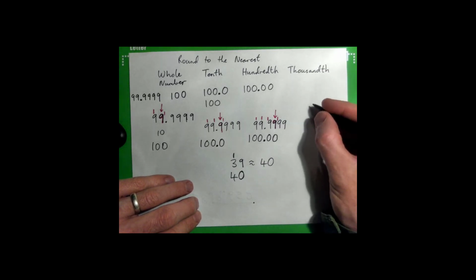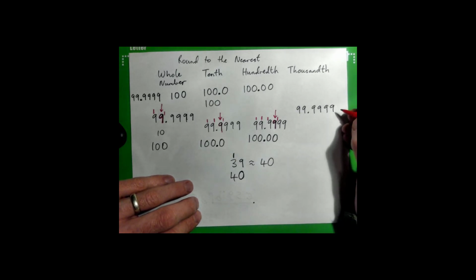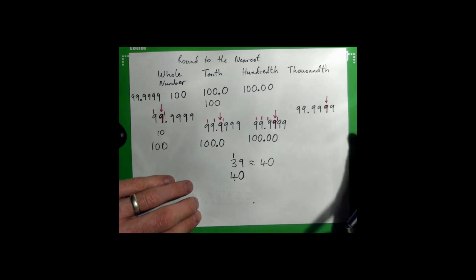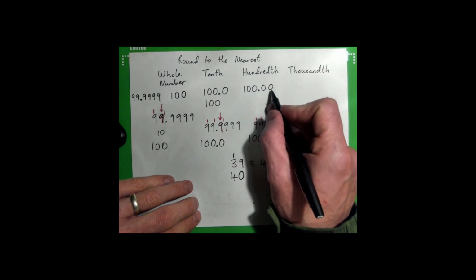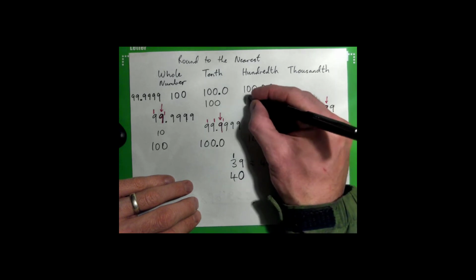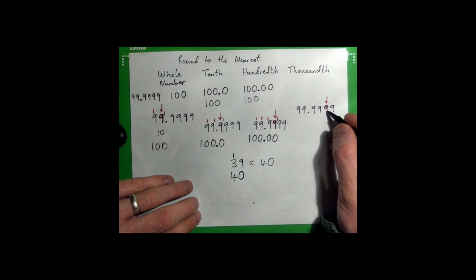Okay, so the nearest thousandth, we've got 99.9999. Where's the thousandth 9? Which one is it? Yeah, this one here. By the way, going back to the hundredths, I forgot to say that 100.00 can just be simplified as 100. Yep. Done. Now, rounding this, should I round up or down?